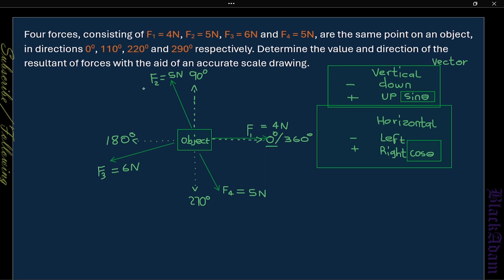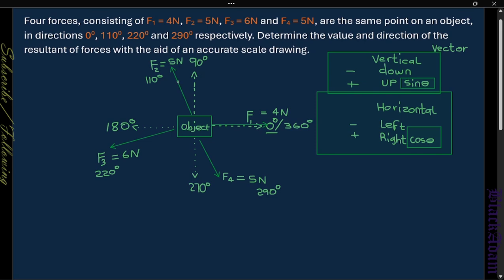The direction there is 0 degrees, then 110 degrees, then 220 degrees, and the fourth one is 290 degrees. So from there, what we do is we're going to use the notations.